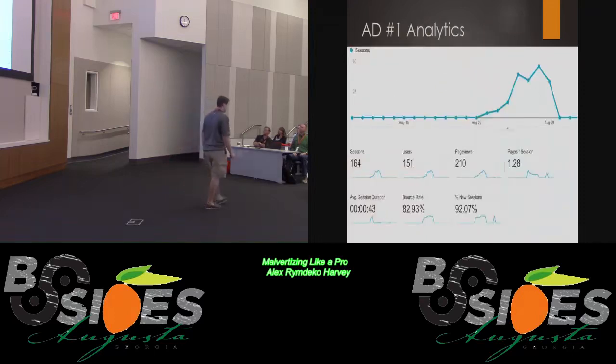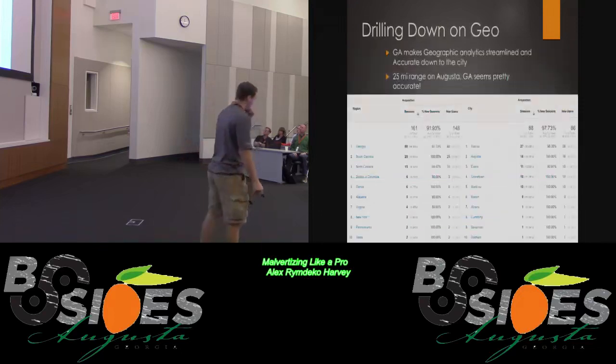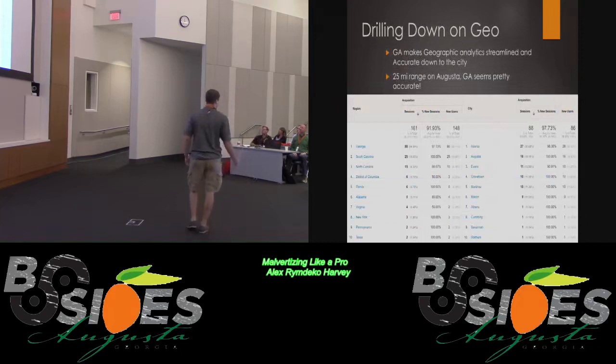They have work. So, ad 1 had some decent analytics, 164 hits over that time frame. I started drilling down. I said, is my original goal effective? I wanted to target by geographical location. It was. I had 88 hits out of the total 161.